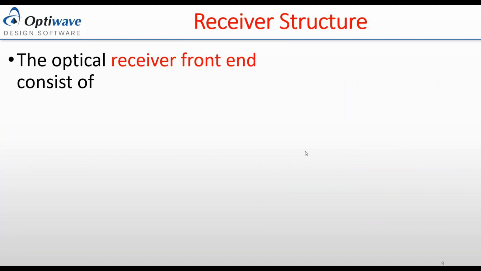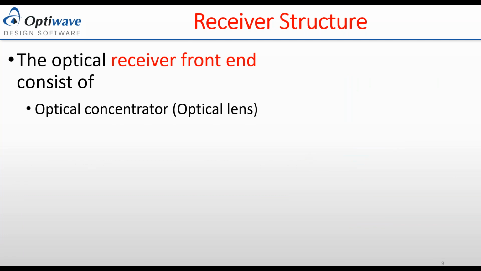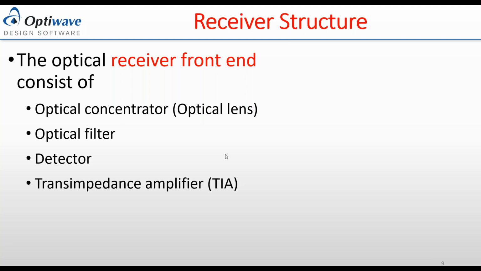Now, the receiver structure. As we just briefly mentioned a minute ago, it has a lens, which we call the optical concentrator, and it has a filter. For the filter, we have two different configurations, which I'm going to show you in a second. Then a detector, which could be a bend detector, and the transimpedance amplifier, which is used to amplify the electrical signal detected by the bend detector.